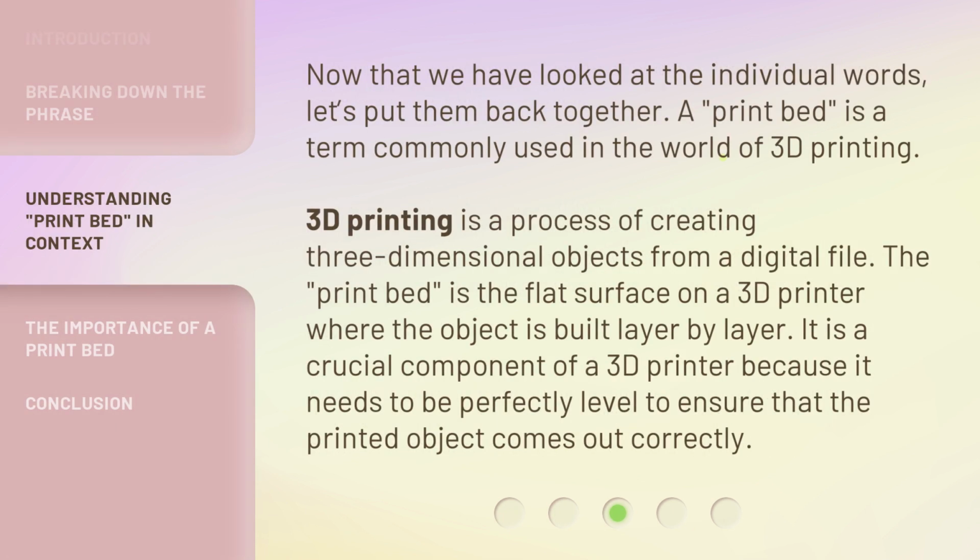Now that we have looked at the individual words, let's put them back together. A print bed is a term commonly used in the world of 3D printing. 3D printing is a process of creating three-dimensional objects from a digital file. The print bed is the flat surface on a 3D printer where the object is built layer by layer. It is a crucial component of a 3D printer because it needs to be perfectly level to ensure that the printed object comes out correctly.